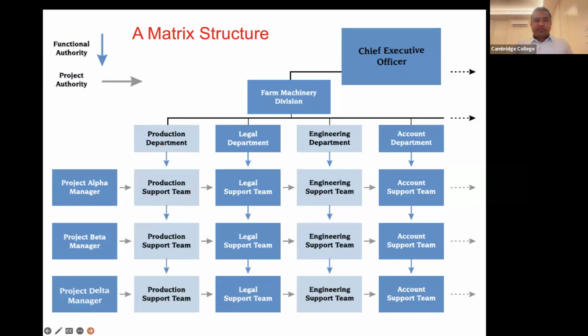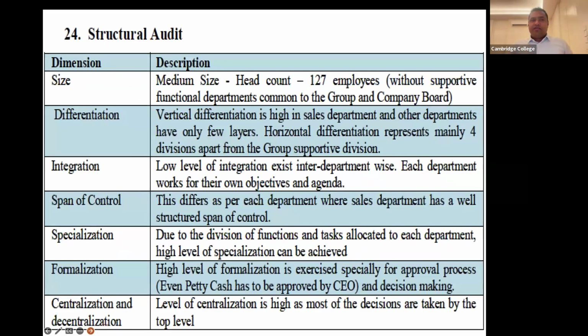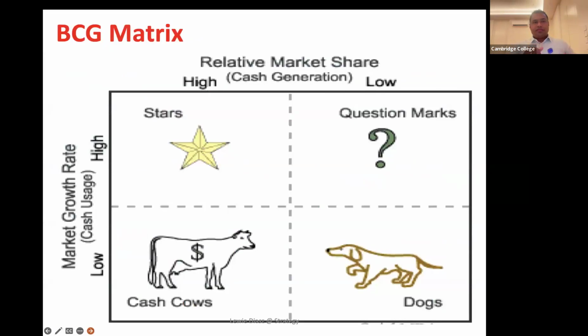right? So here's an example for you of a small analysis of how you would analyze the structure in the strategic audit. All right. So let's move forward. Now we come into the BCG matrix.